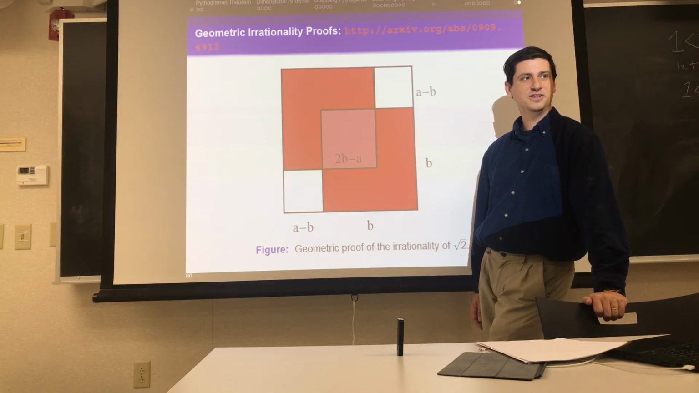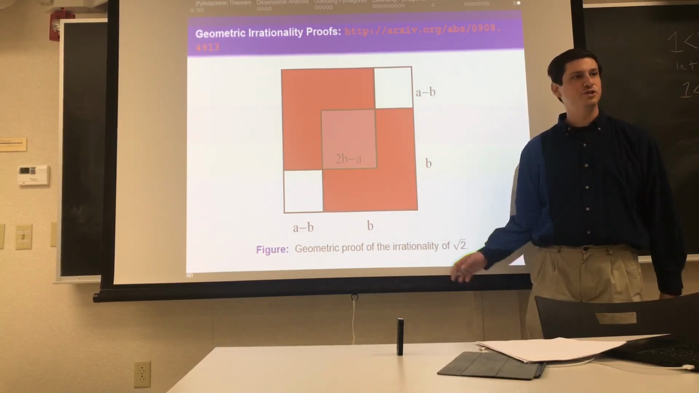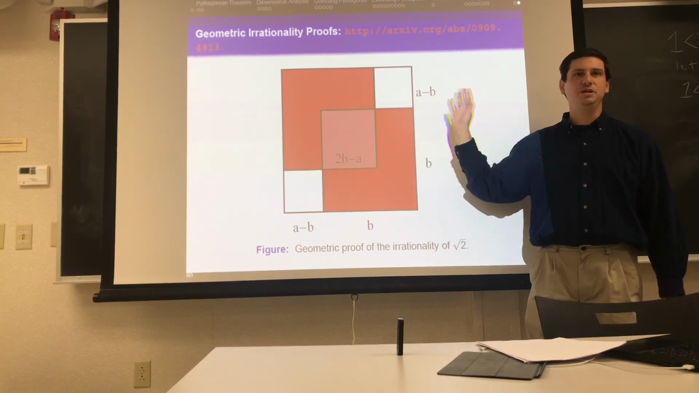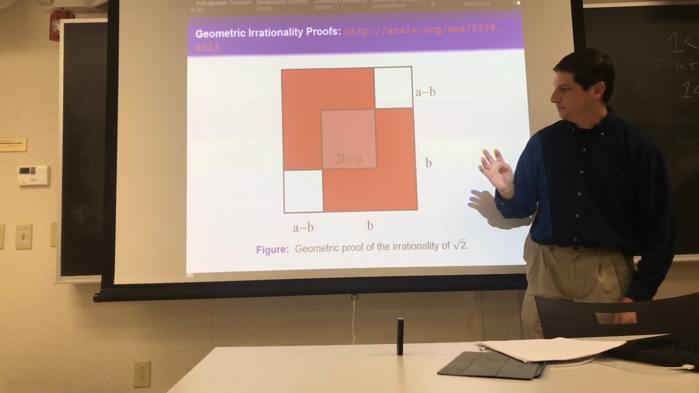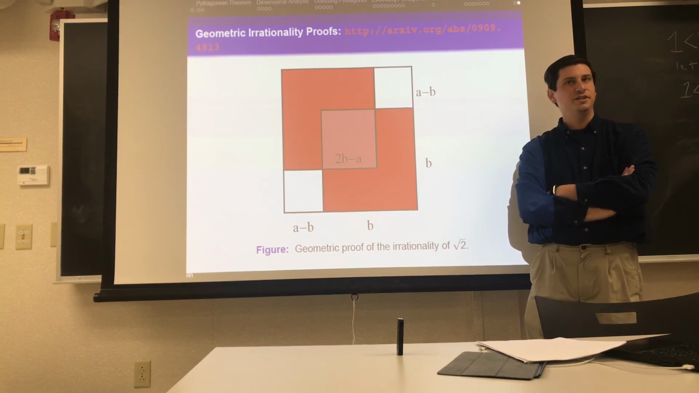Have I talked about this yet? So this is a geometric proof of the irrationality of square root of 2. We will do this at some point. Today was supposed to be geometry day. I will email you guys later as to what we're going to do in terms of geometry day. This is a way to prove, without using the algebra, that square root of 2 is an irrational number.